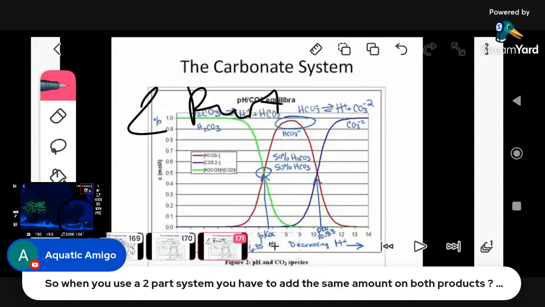So when you use a 2-part system, you have to add the same amount to both products. Aquatic Amigos, no. And I'll answer that question right now. I'll explain it simple, and then I'll explain it complicated and what's happening in real life, okay?